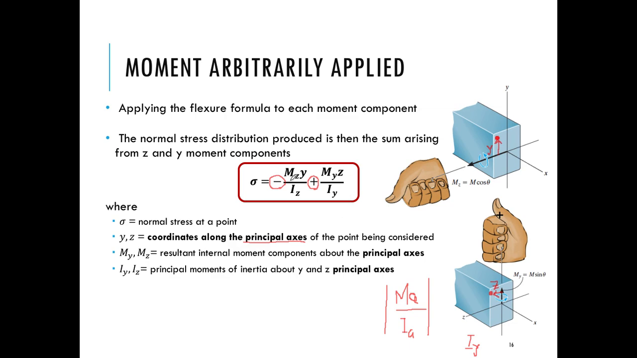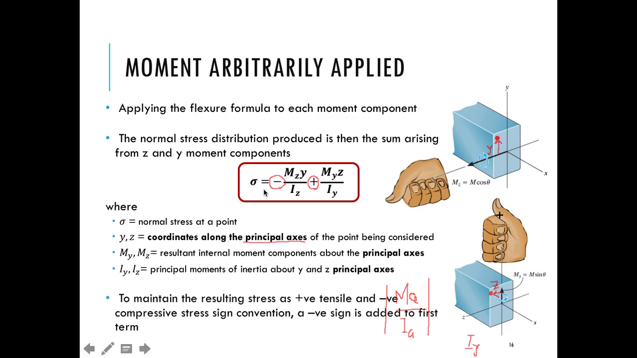And similarly for the Mz component, that is bending about the z axis. So I have a bending component of Mz, my coordinate is y, and finally the moment of inertia is Iz that I'm interested in, and using my right hand grip rule I can see that it's actually causing a compressive stress at this point, hence why there's a minus right here. Okay, so the total stress arising from my actual applied bending moment M is due to the stress arising from its individual My and Mz components.